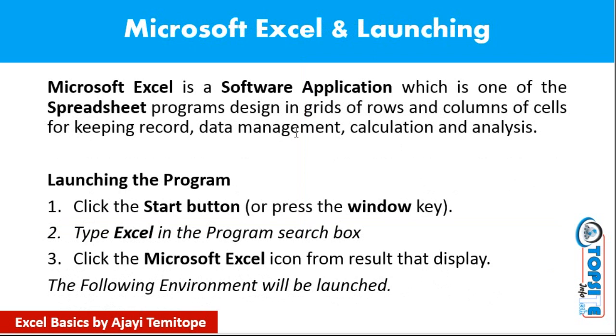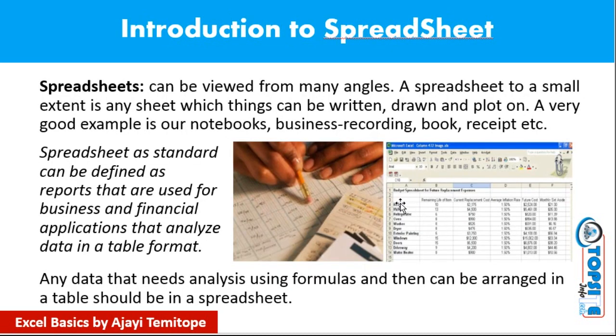What is Microsoft Excel? It's basically a software application, which is one of the spreadsheet programs designed in grids of rows and columns of cells for keeping records, data management, calculation and analysis. Basically, the grid of rows and columns refers to cells being arranged in columns and rows, as you can see from here. Now, these are columns, while the lines that run from left to right are rows. Then each of those boxes you see there, they refer to as a cell. So those cells are arranged in columns and rows. I'm sure this kind of layout is not new to us, especially when it comes to our results report card in school and so on.